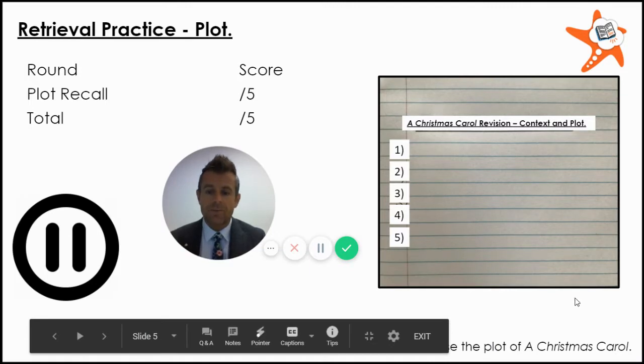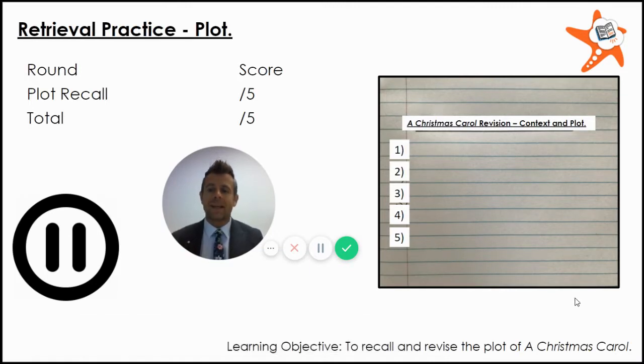Okay, so we're going to start with a retrieval practice that is all based around the plot. When I say plot, I mean things that happen in the storyline, really get you to remember some of those basic storyline elements. Okay, so if you could just set up your page like mine is to the right-hand side there with the subtitle, A Christmas Carol Revision, Context and Plot, and then numbers 1, 2, 3, 4 and 5. This plot revision quiz is out of 5. Let's see how many you get.